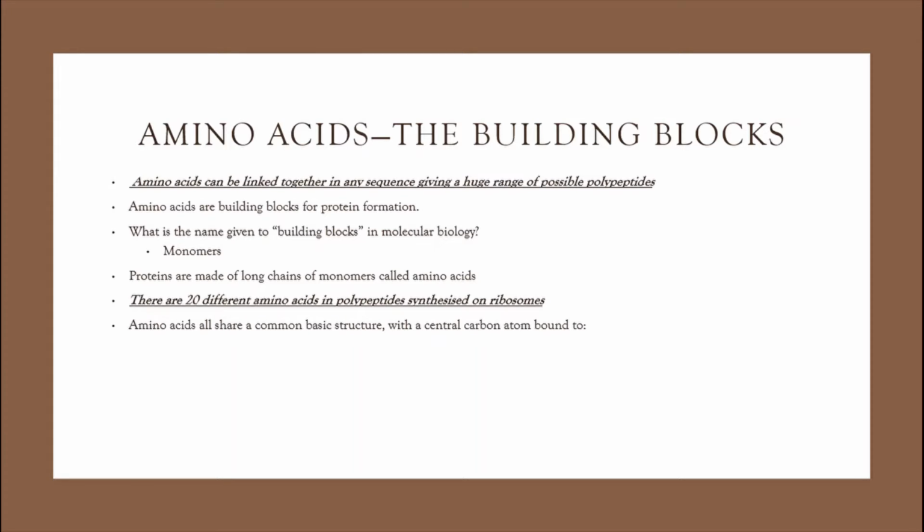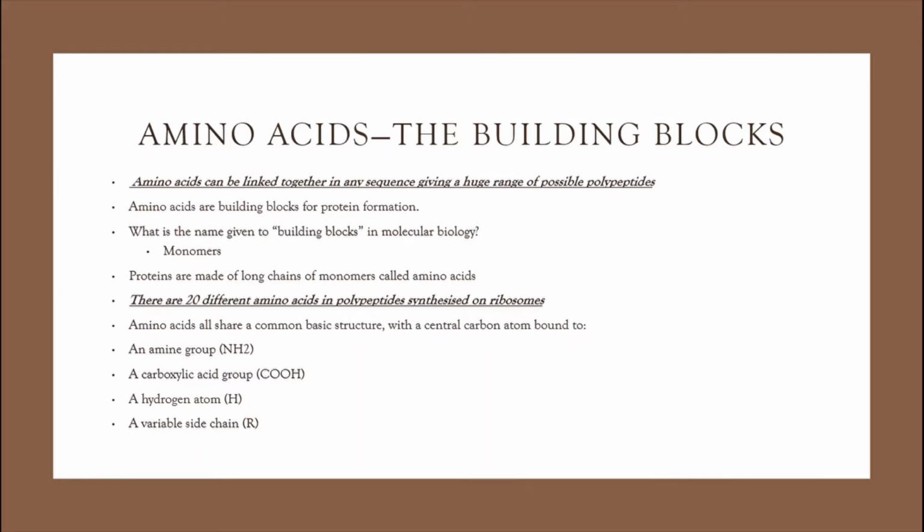So we have a central carbon, which is denoted by C, and this central carbon is bound to an amine group. So amine refers to NH2, and that's why we get the name amino acid. So we have an amine group, we have a carboxylic acid group, so that is a C double bonded to an O, single bonded to an OH. We have a hydrogen atom on that central carbon, and we also have a variable side chain on that central carbon. So this variable side chain is denoted by R, and this side chain gives amino acids its unique properties.